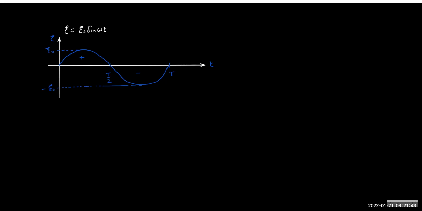This is minus E naught. So what exactly is AC? When I say AC, alternating current, it means in the circuit, it will reverse the direction over a time interval. So after every time T by 2, it will reverse the direction of flow. If it was going towards the right, it will change to left, and left to right. So AC has to do with the direction, not the value.